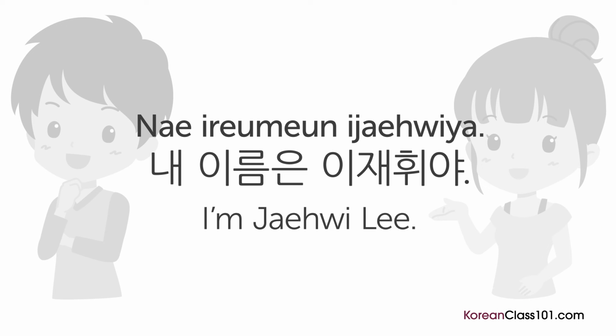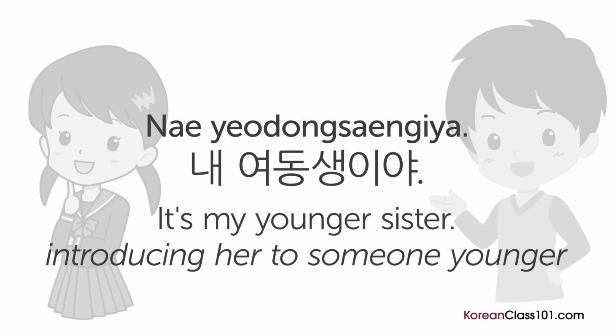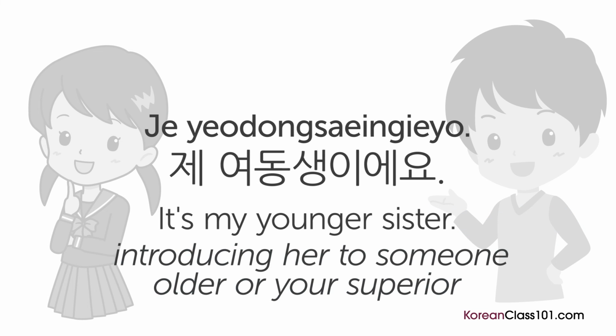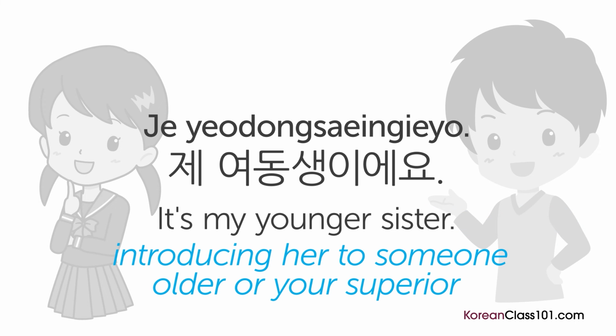However, if one of your close friends introduces you to a new friend, you can use the casual one, 내. 내 이름은 이재휘야. I'm Jae-hee Lee. Let's say you want to introduce your younger sister to your friend. If you're introducing her to someone younger than you, you'd say 내 여동생이야. It's my younger sister. Or if you're introducing her to someone older or your superior, you should use the humble form of "mine" and say 제 여동생이에요.